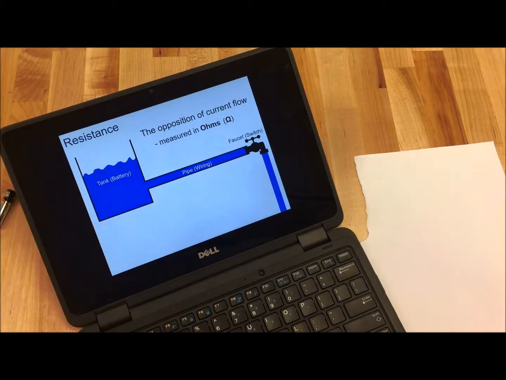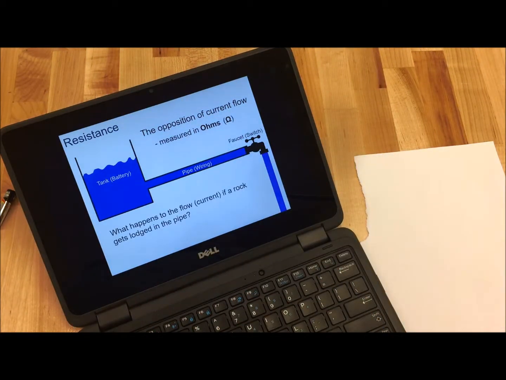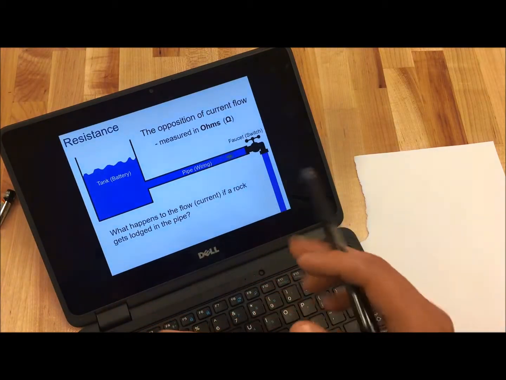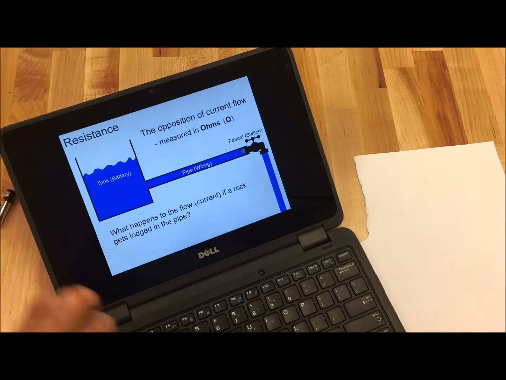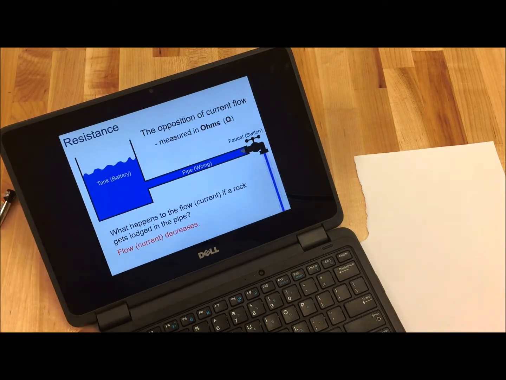All right, resistance is the opposition to current flow. So this is measured in ohms. So here's a little demonstration. When we drop a rock into our tank, it goes down the pipe and it gets stuck in the faucet. All right, that is going to cause resistance, reducing the amount of flow.